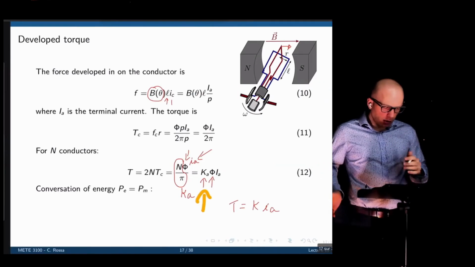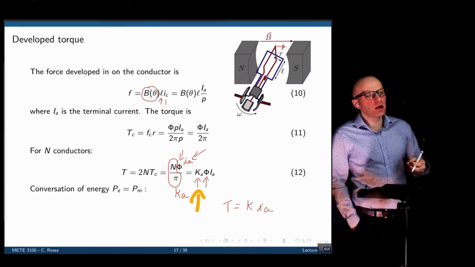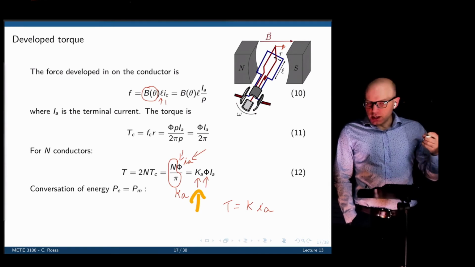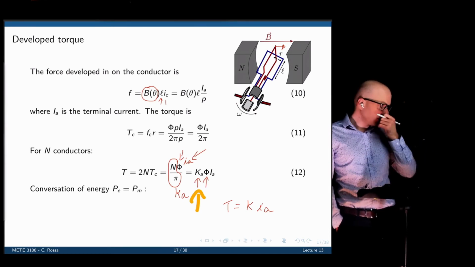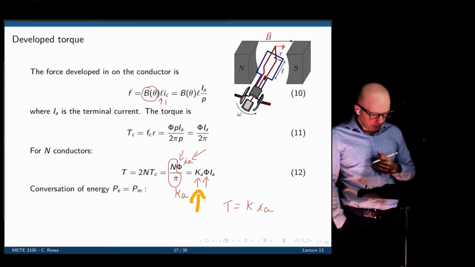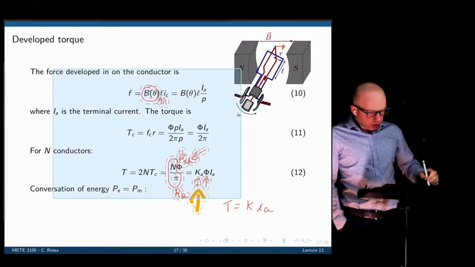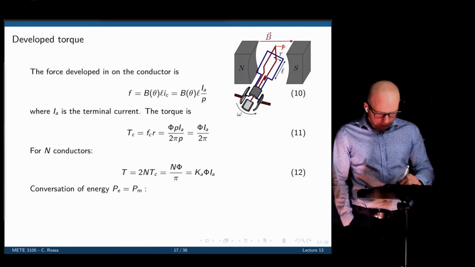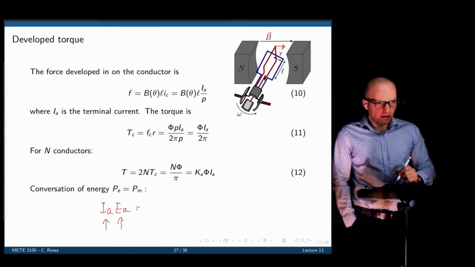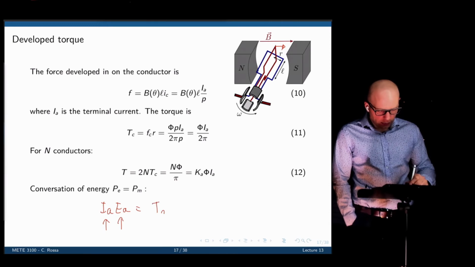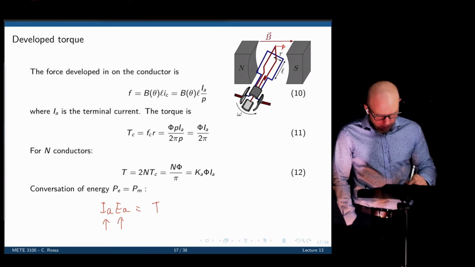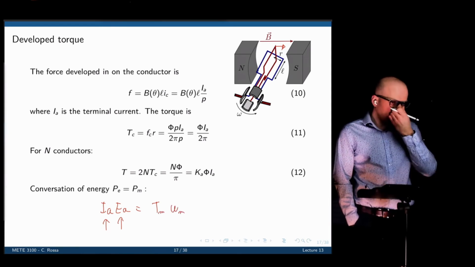One is in Newton meters per amp. The other one would be in volts per radians per second. If conservation of energy in this system applies, then we can say that the electrical power input, terminal current times the EMF, is equal to the power delivered in the motor, torque times speed, if conservation of energy applies.